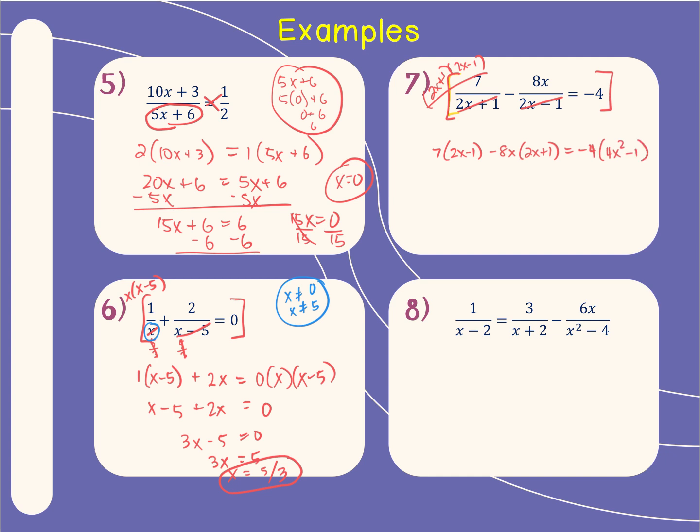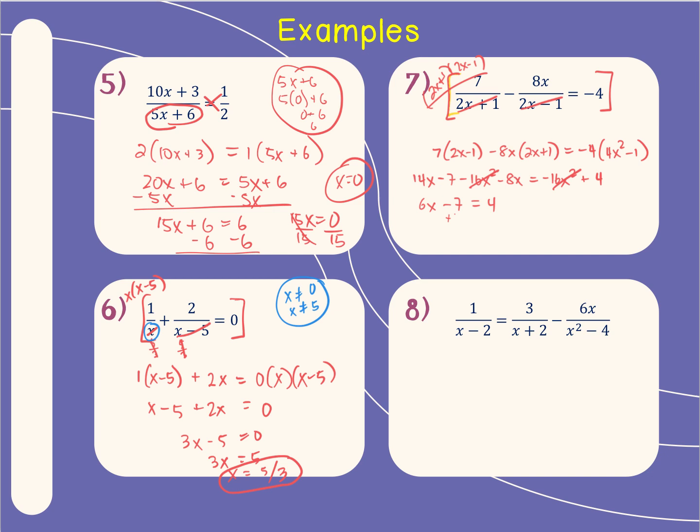Now I'm going to do my distribution and start to simplify this a little bit. So 14x minus 7, this is going to be minus 16x squared minus 8x equals minus 16x squared plus 4. And so the nice thing here is I have a minus 16x squared on both sides, so those will cancel, which is a good thing. Solving with the x squared is a little bit more difficult. Again, we have 14x minus 8x. That leaves me with 6x minus 7 on the left, and it leaves me with a 4 on the right.